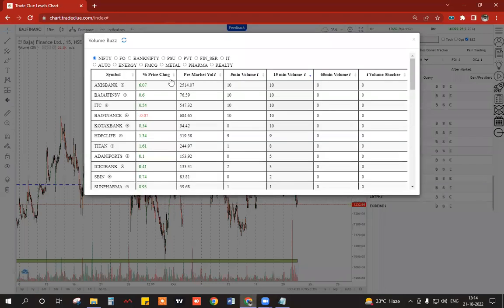These are basically the stocks. If I select the volume buzzer scanner and check the pre-market volume, they already have a good volume spike during the pre-market trading time as well. So that's why these stocks are likely to perform during the market, and that's why we are giving first preference to the pre-market structures.